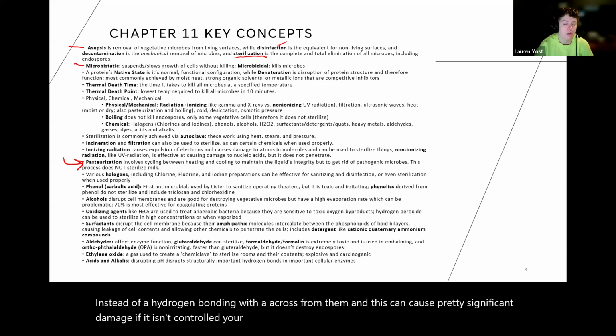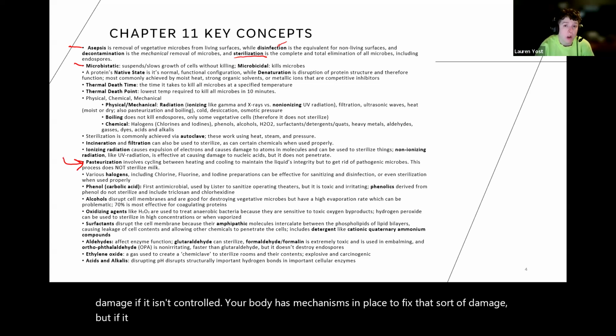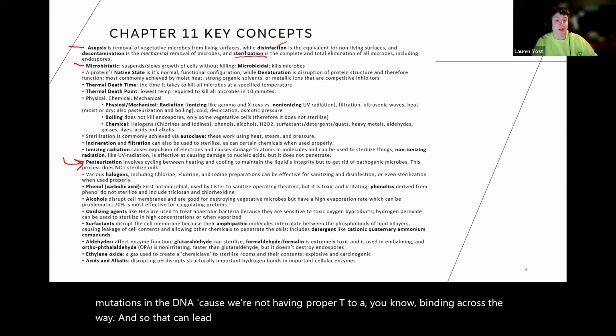Your body has mechanisms in place to fix that sort of damage, but if it doesn't get it at the right checkpoint or it gets missed somehow, then this can cause mutations in the DNA because we're not having proper T to A binding across the way. And so that can lead to mutations in the DNA that can lead to cancer.